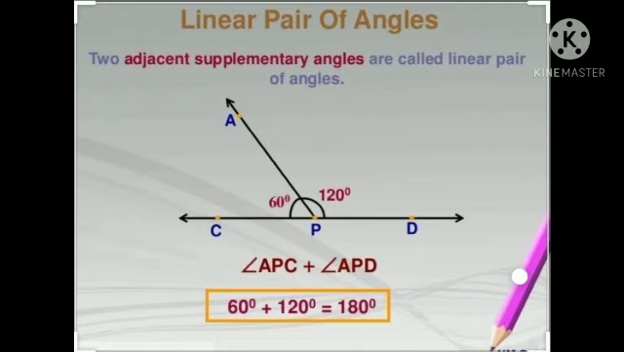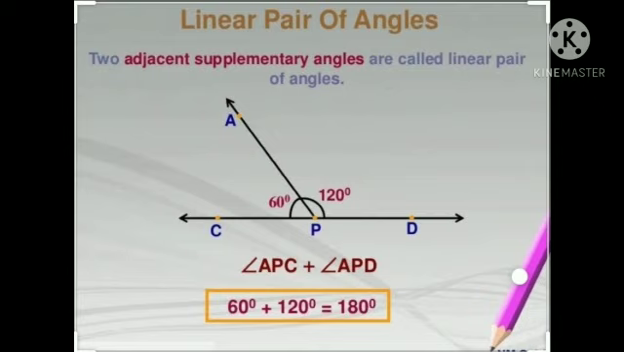Now see in this figure, first we have to see a common arm. Here two angles are given, angle APC and angle APD. In both the angles, the common arm is AP. Clear? So here angle APC is given as 60 degrees and angle APD is given as 120 degrees. Understood? So if you add 60 with 120, what will you get? You will get 180 degrees.